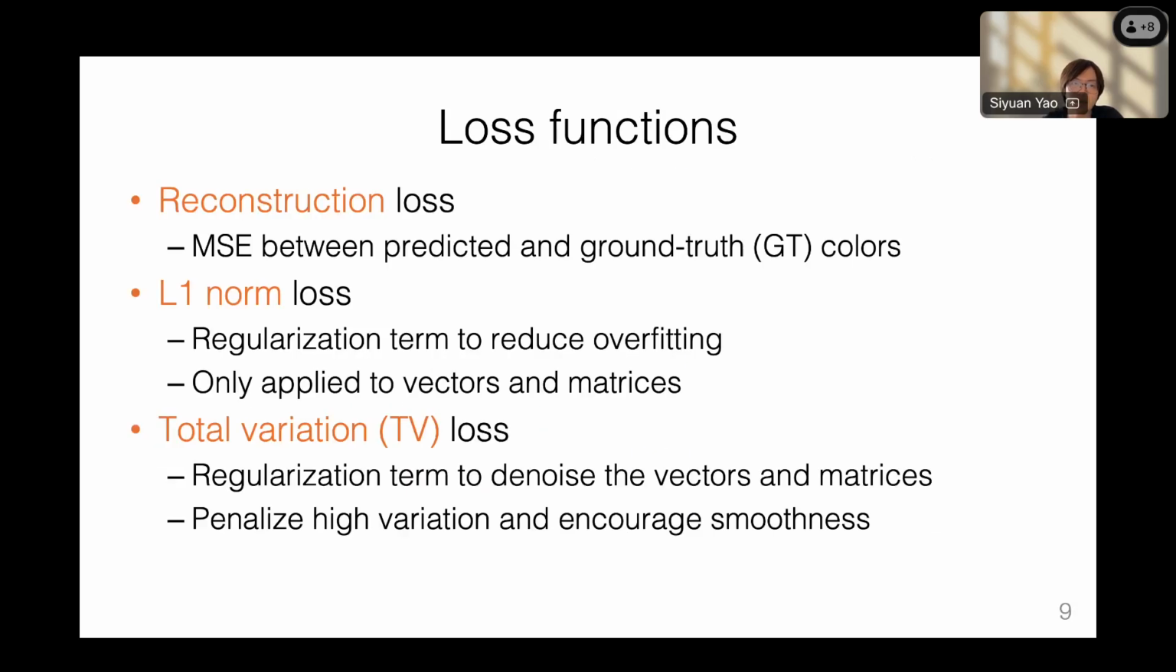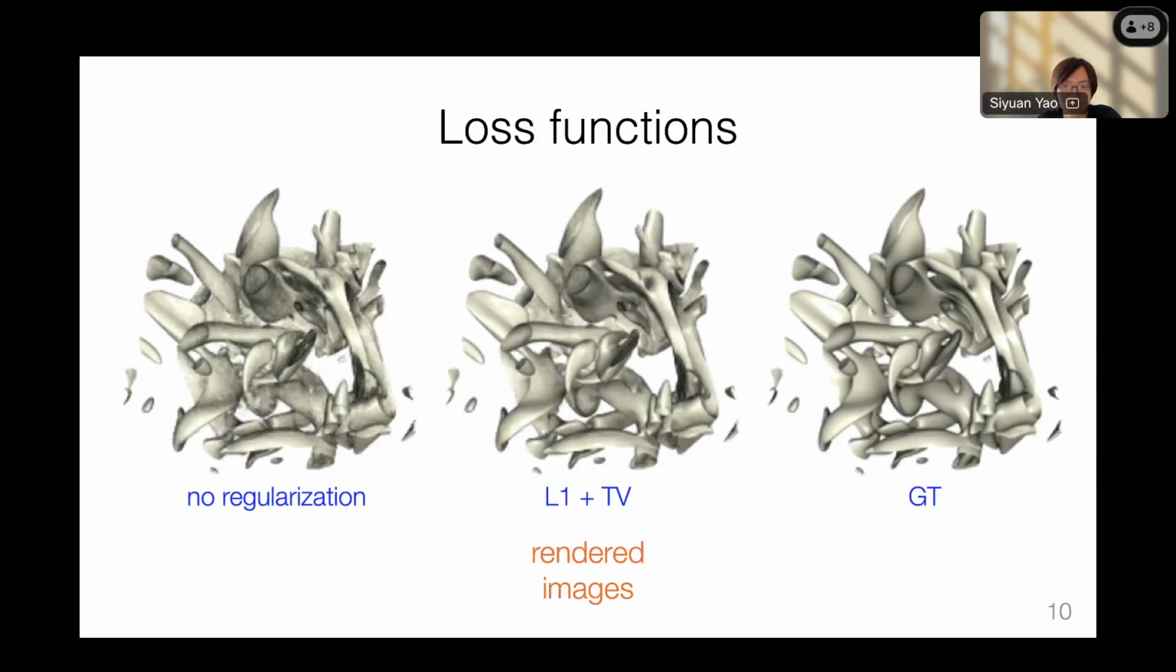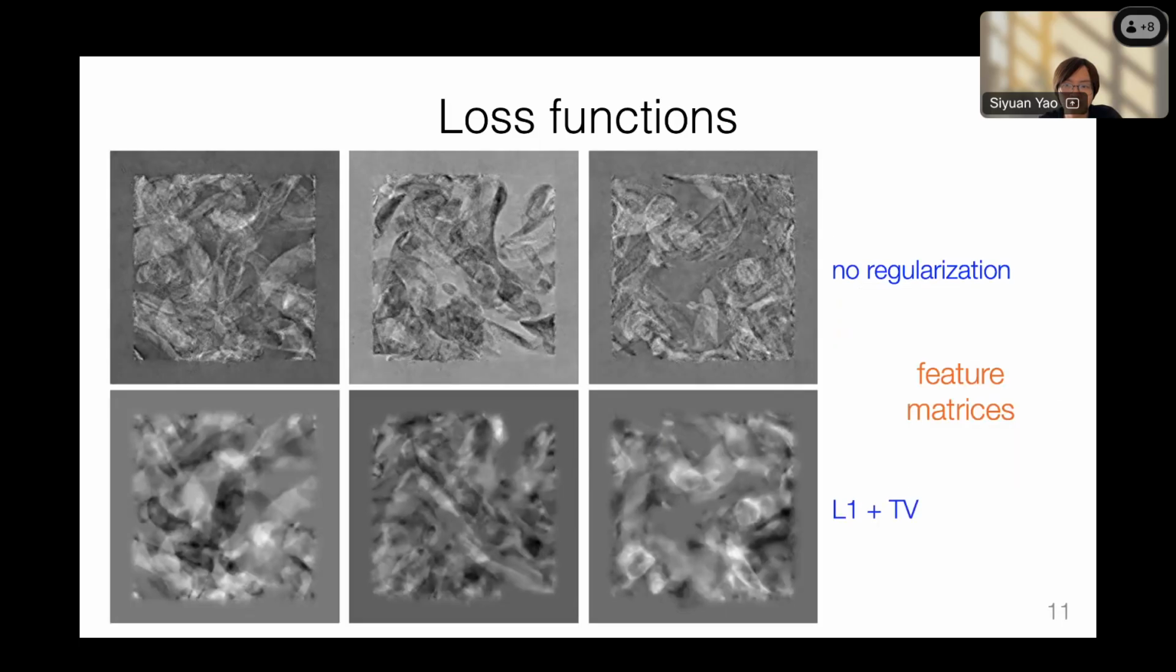For the loss functions, we use the reconstruction loss, which is simply the MSE between predicted and ground truth colors, an L1 norm loss to reduce overfitting, and a total variation loss to encourage smoothness. With the regularization, the produced images are smoother compared to those without regularization. This is also evident in the feature matrices, where with no regularization we see much more noise.